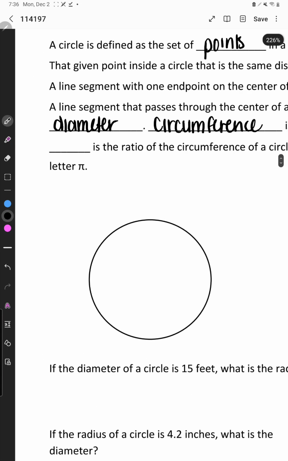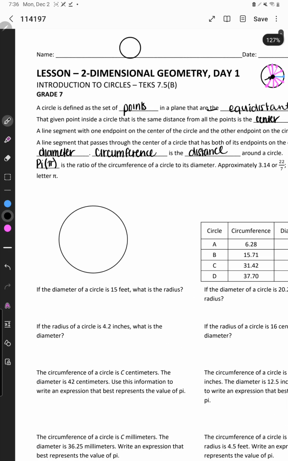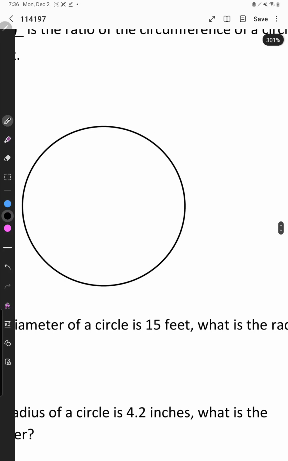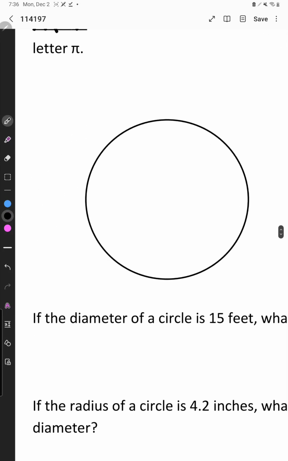is the distance around a circle. And the last thing that you need to know is pi. Actually, I'm going to write it over here. Pi, and it has this little symbol right here, is the ratio of the circumference of a circle to its diameter. Okay, so we're going to take a look at this circle, and all of those words that I just said that didn't mean anything to you, we're going to actually define those.